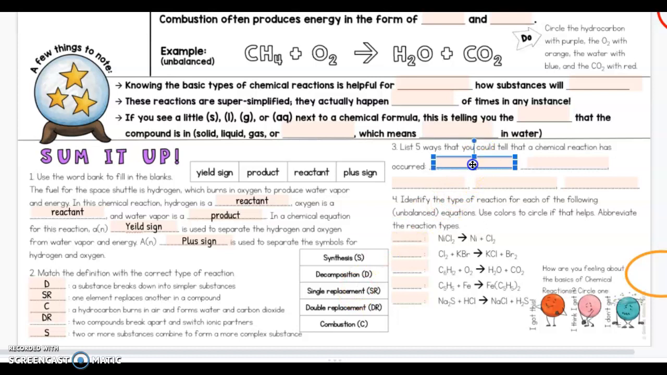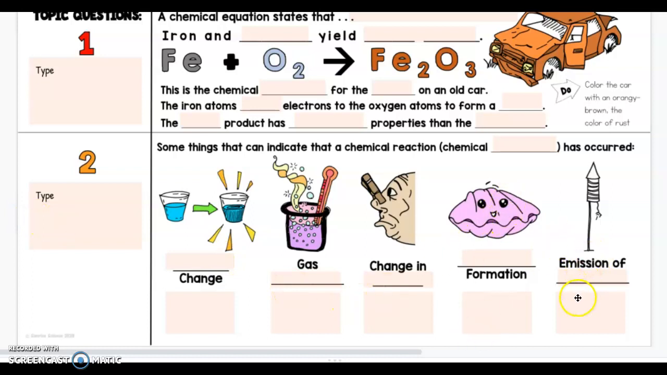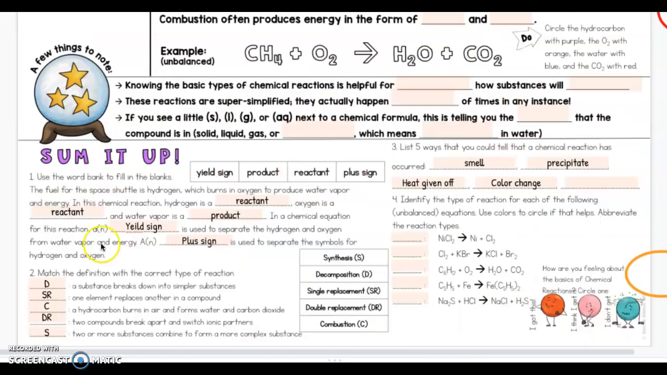List five ways you can tell a chemical reaction has occurred. So, this is where you've got the smell change. You've got a precipitate formed. You've got endo or exo, so heat given off or taken in. You've got a color change, and you've got maybe some light or sound given off, heat given off. What's this other one? So precipitate formed, emission of heat, light. Oh, a gas given off. That's the one that I was missing. Gas.